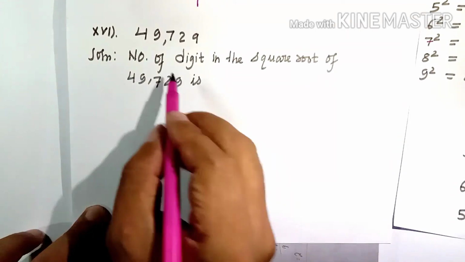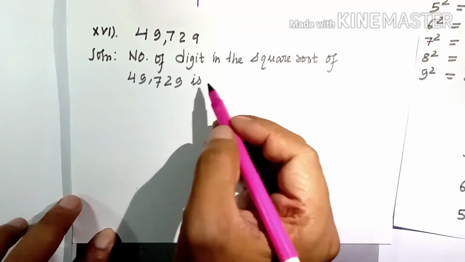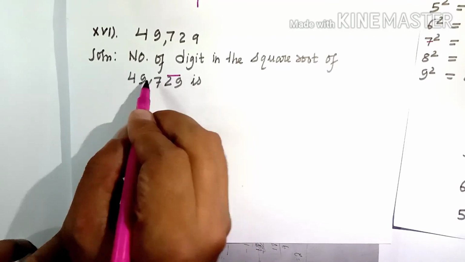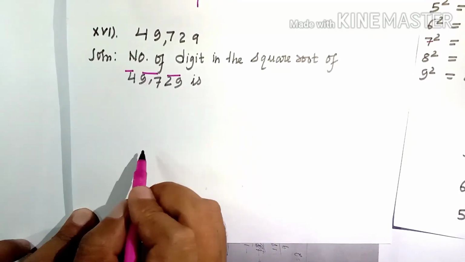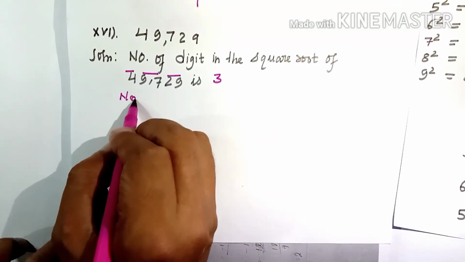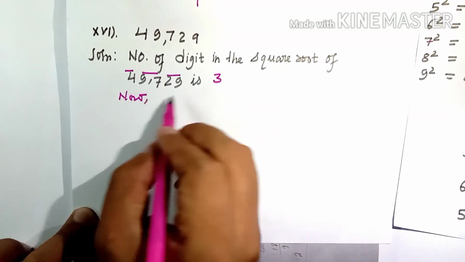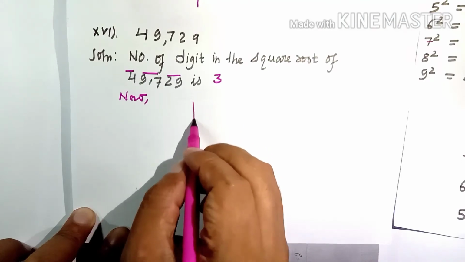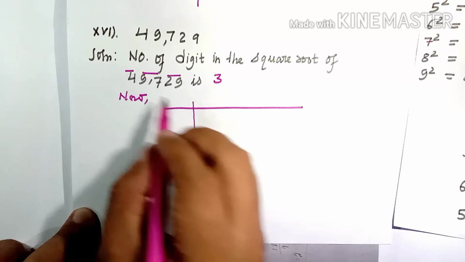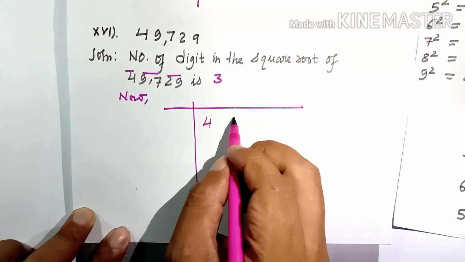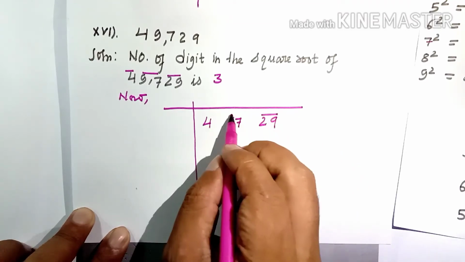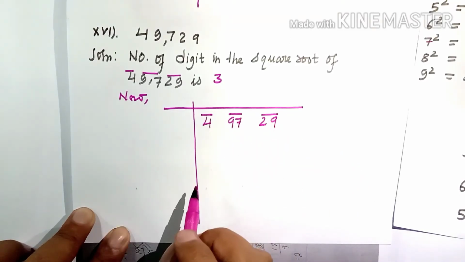now here again, to get the number of digits in the square root of this number, you can pair them: 1, 2, and this will be 3. So the number of digits we have is 3. Now find the square root of this number by applying the long division method. After that here take the number 49729. So 1 pair, 2 pair, and this will be our third one.